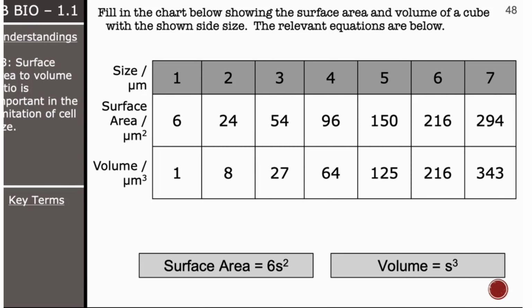What will happen to its surface area to volume ratio if we have 2, 3, 4, 5, 6, 7 micrometer cells? Let's see how we calculate the surface area. Remember, the surface area we measure with 6 times s squared, and volume would be s cubed. So you are going to measure it like that.